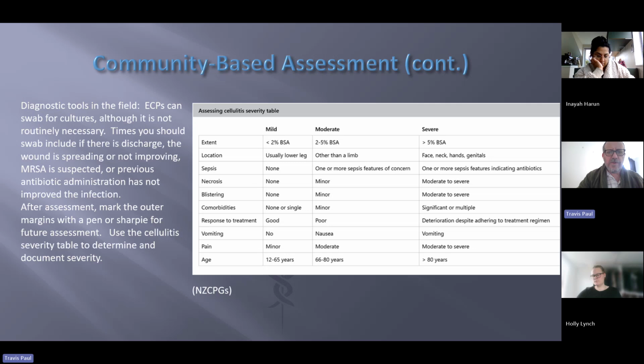And if you look at this table here, it has features of sepsis in the three categories, mild, moderate, and severe. So you can go over this tool that's in your CPGs to address the severity of it.